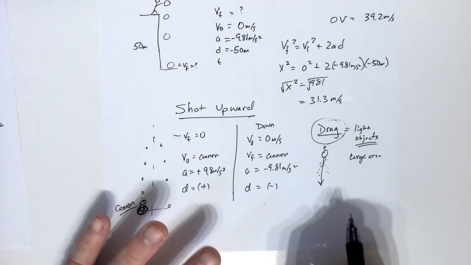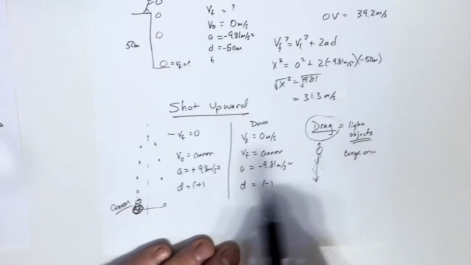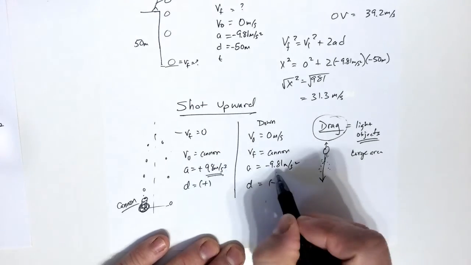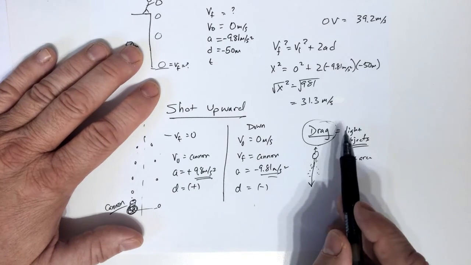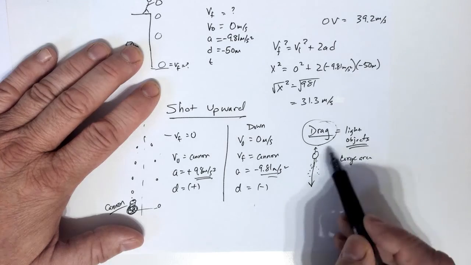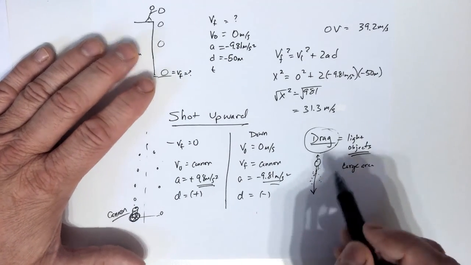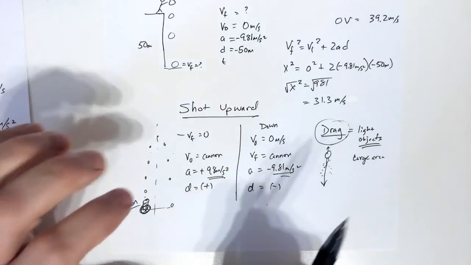So what I want you to know, and what's important is, drag is not important. All objects fall at the same rate. So when it comes to free fall, as long as our objects are not light objects with very large surface area, they're going to fall at the same rate. So we're not going to worry about drag right now in this unit. So we can just keep using the same number over and over again, okay? And so I just wanted to point that out.